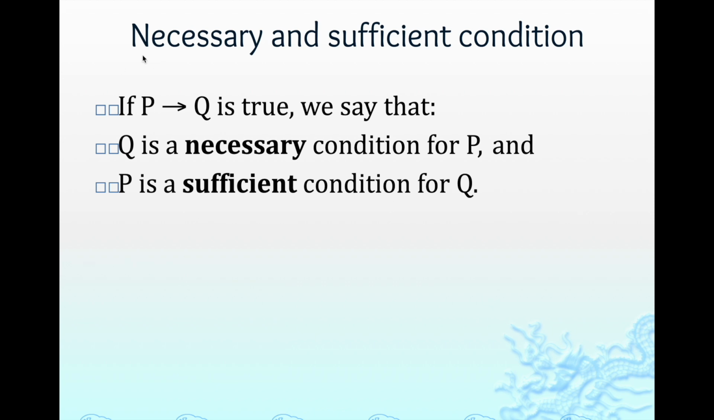So sometimes you may hear somebody say that Q is a necessary condition for P and P is a sufficient condition for Q. What does this mean? That is that if P implies Q is true and Q is the consequence or the conclusion, P is the assumption, then you can have these statements.